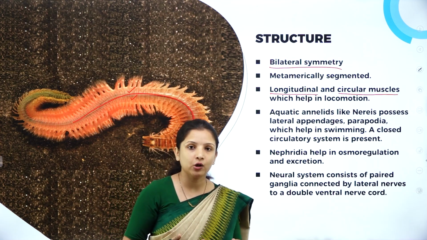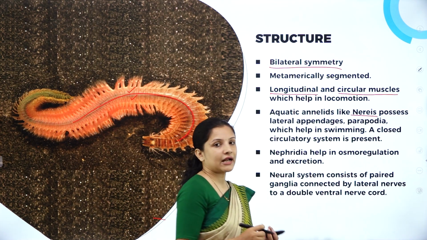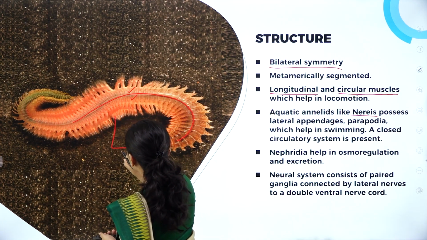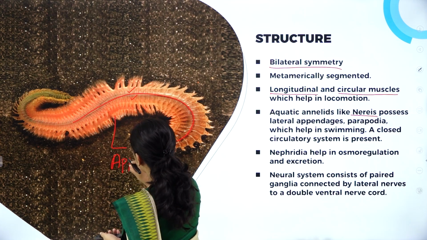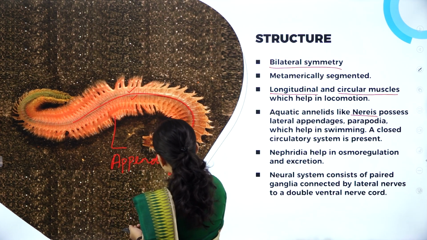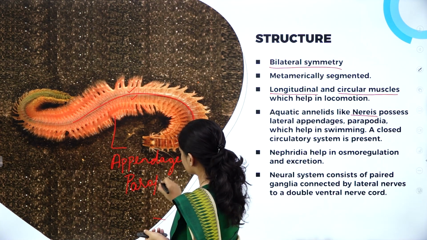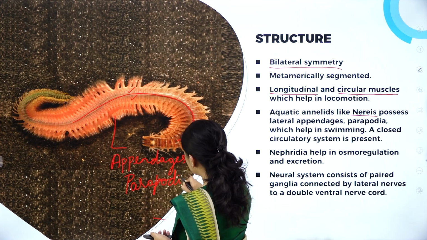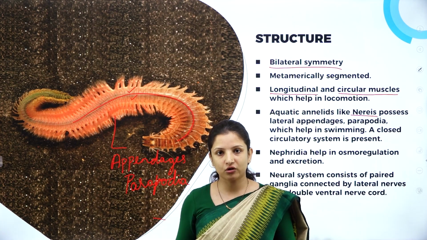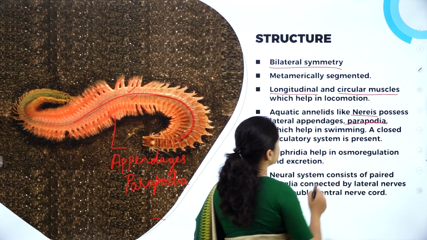So that is in the case of terrestrial organisms. Now what about the aquatic ones like nereis? Aquatic ones have lateral appendages, that is, at the side of their body. If you can see, these are the appendages that they have. Appendages are organs which help in movement. These appendages are called parapodia. Podia means feet. So they act like feet, wherein using them they can wade or swim in the water. So they have parapodia which help in swimming.